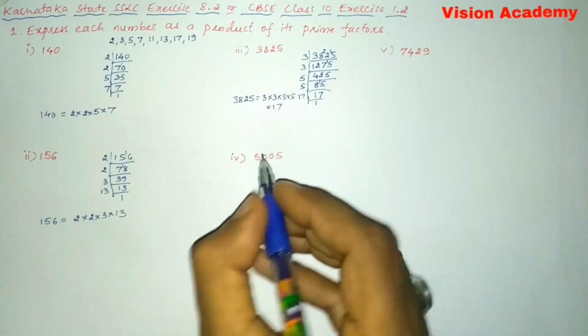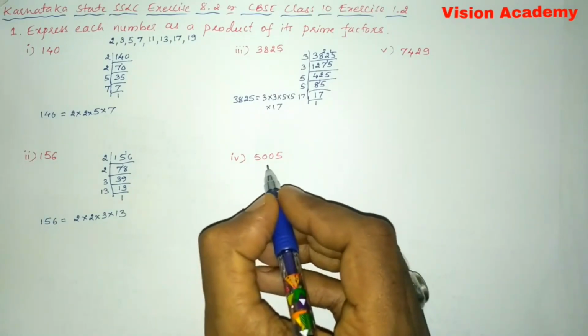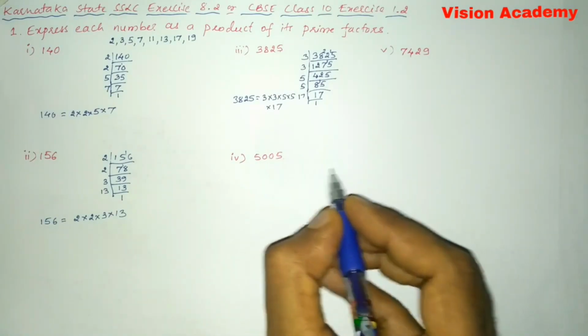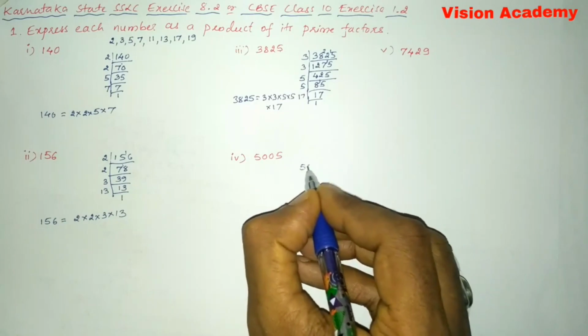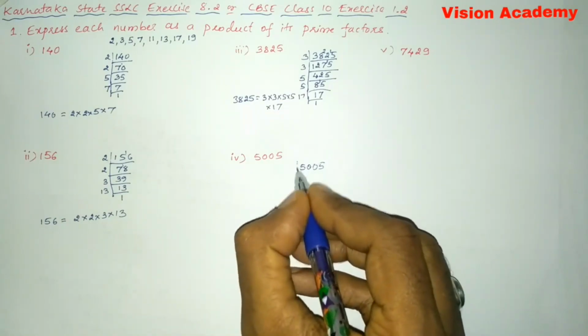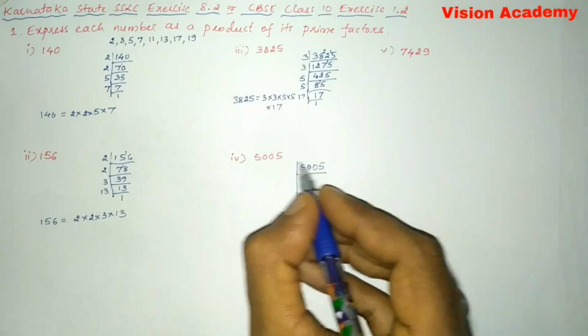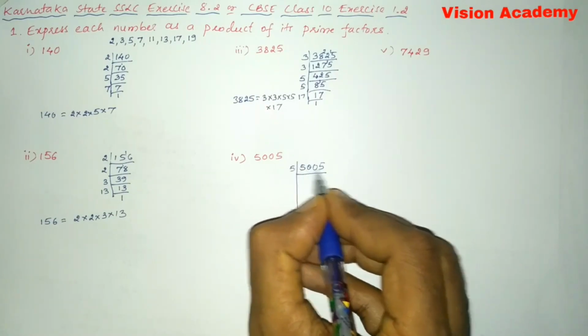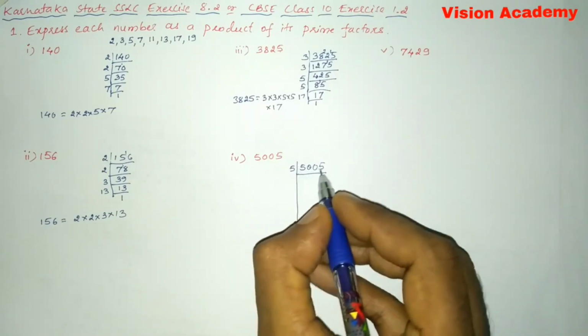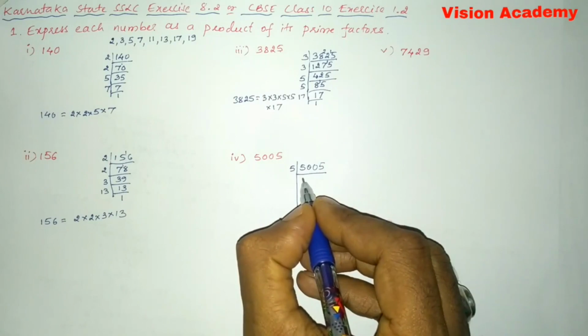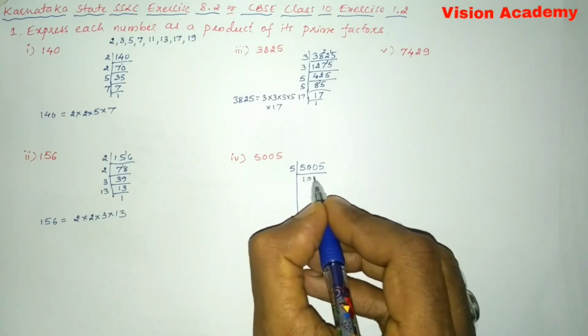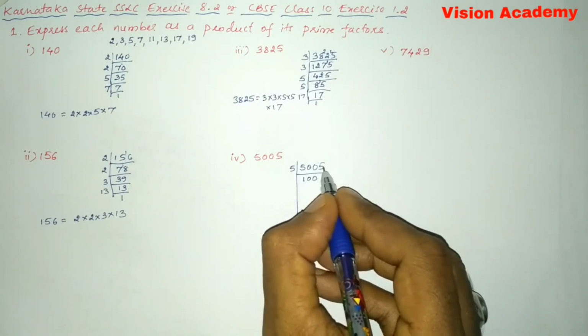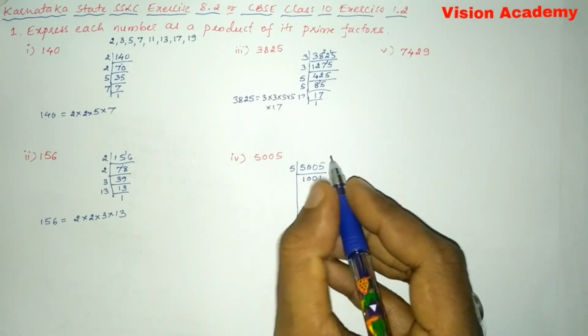Now let us move on to Roman number 4, that is 5005. So let us write 5005 and divide this number by 5, because this number is ending in 5. Here we'll write 5, 100s are 500 and 5 1s are 5.